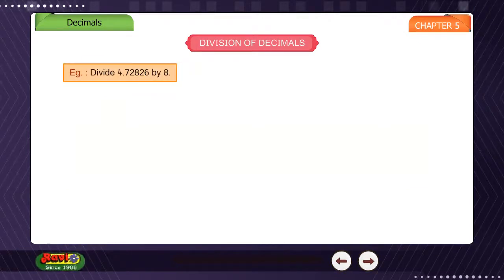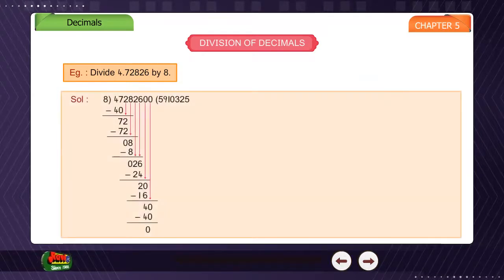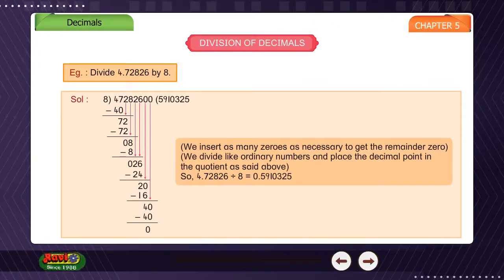Example, divide 4.72826 by 8. Solution. We insert as many zeros as necessary to get the remainder 0. We divide like ordinary numbers and place the decimal point in the quotient as said above. So, 4.72826 divided by 8 is equal to 0.5910325.